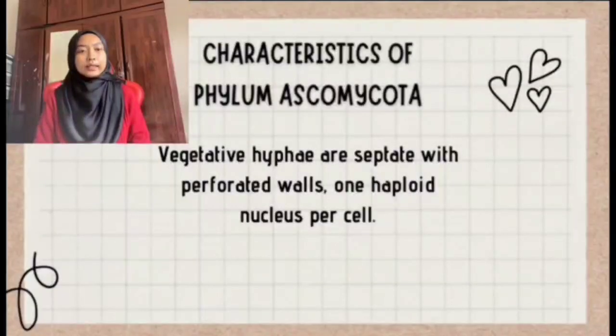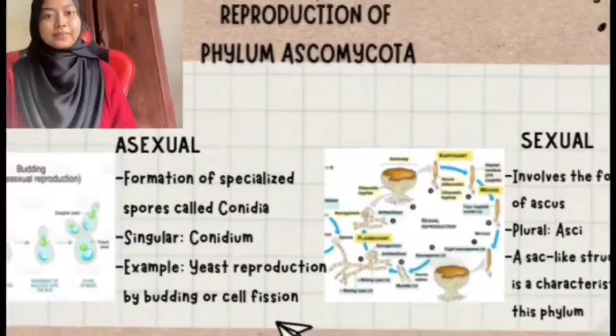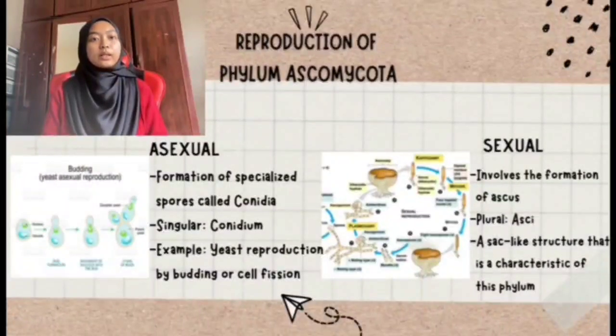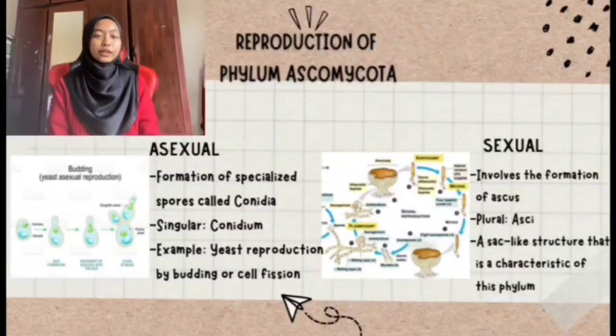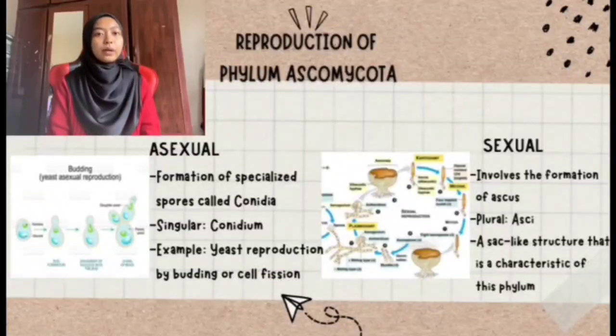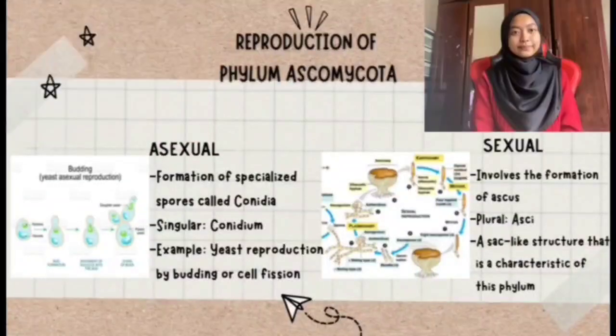One characteristic of phylum Ascomycota is that vegetative hyphae are septate with perforated walls and one haploid nucleus per cell. They reproduce asexually by conidia, which is conidium for singular. Conidia are produced externally at the tips of modified hyphae called conidiophores. Conidia are multinucleated spores. Yeast is one example of asexual reproduction by budding or cell fission.